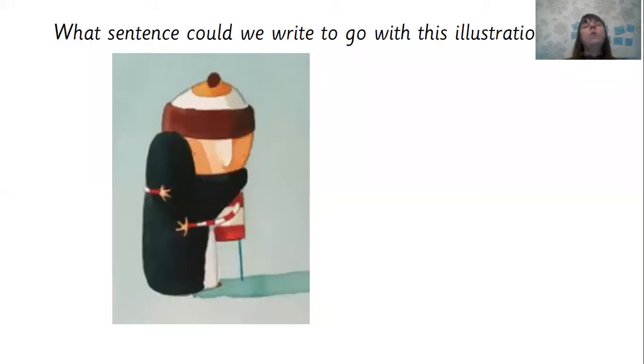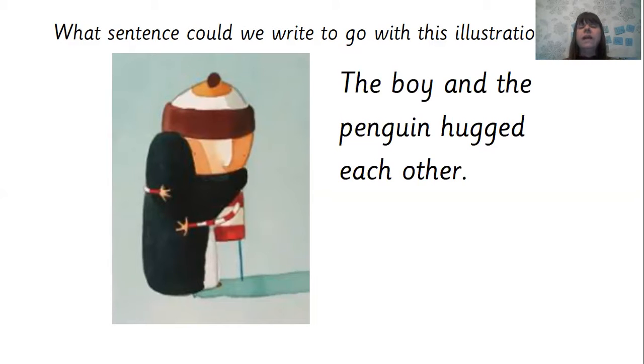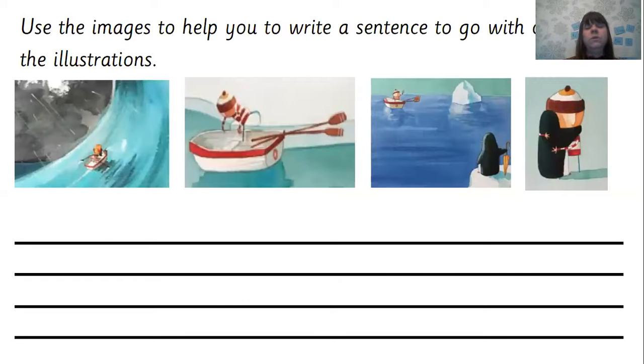So again, pause me if you need to. Think about a sentence that we could write to go with this illustration. It could be, the boy and the penguin hugged each other. They were so excited to see each other. They had missed each other all this time. It's up to you. I've just written here, the boy and the penguin hugged each other. But you're going to write whatever you want.